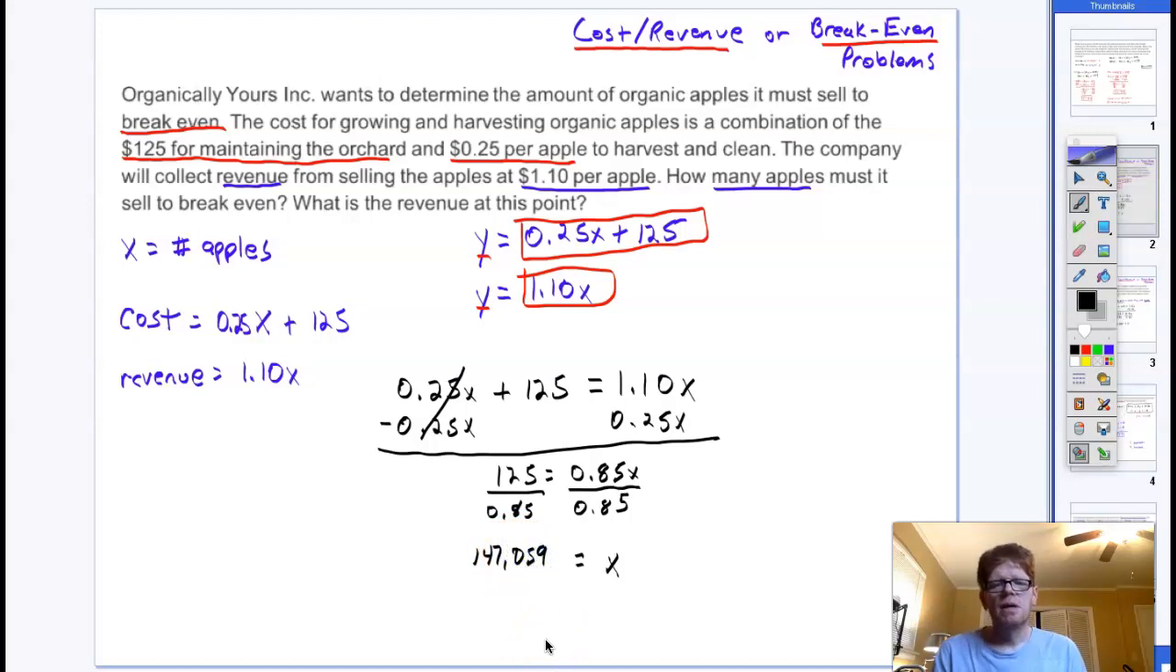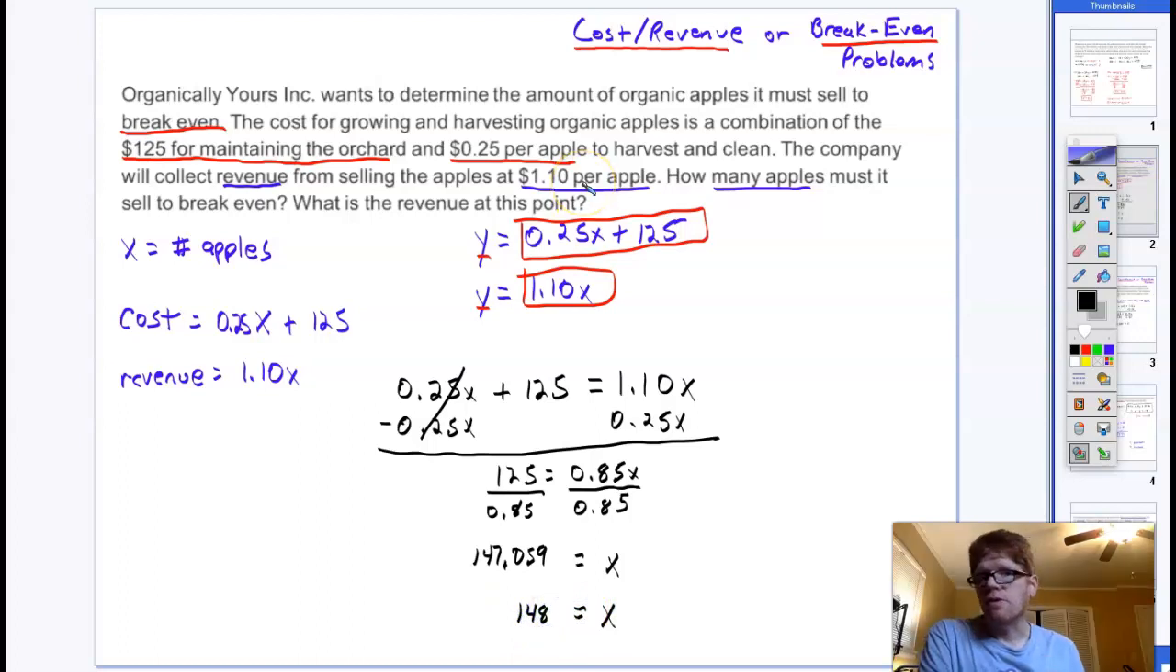Now, we are not going to sell 0.059 of an apple. So our answer is going to be x, the number of apples we have to sell, is 148. We have to sell 148 apples to break even.